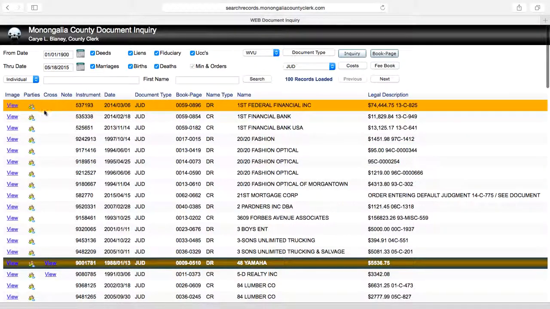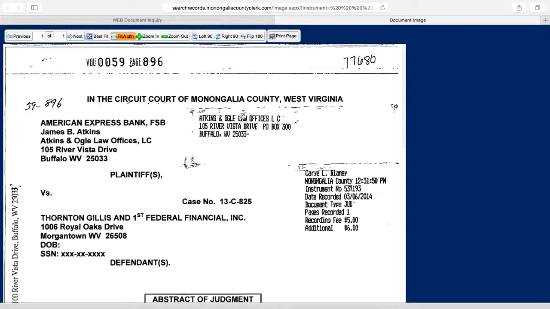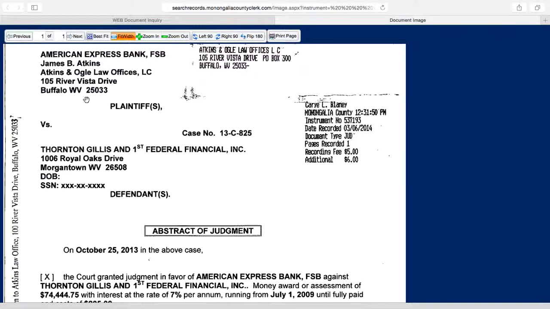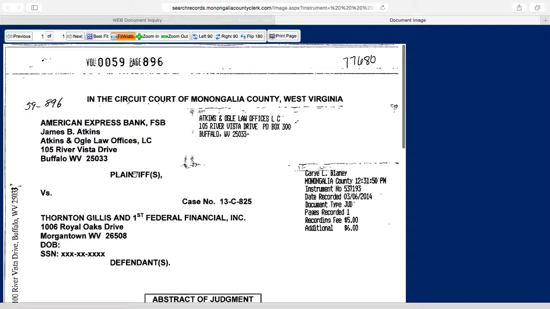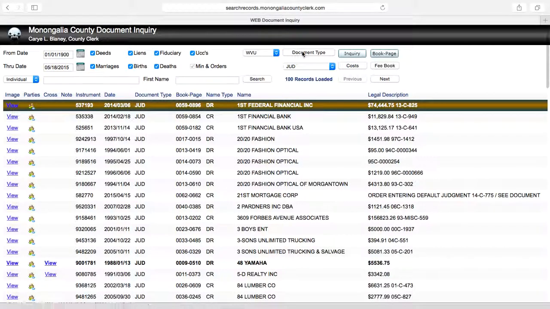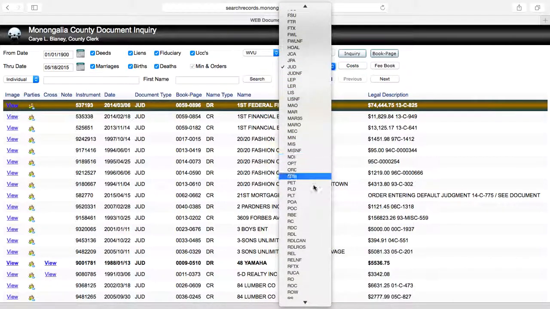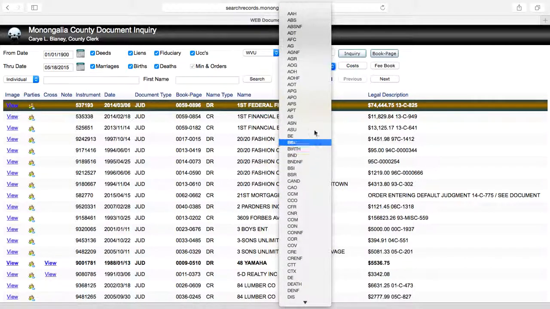These ones up here, like this very first one, have not yet been released. And when you look at the document, there's no stamp up here that says released, and it shows you the lawsuit. You can read the abstract of judgment, the amount that's owed. That's a big one, $74,444.75, and costs of $205. So you can see that if you had property that involved Thornton Gillis, you'd have an issue here with these judgments.